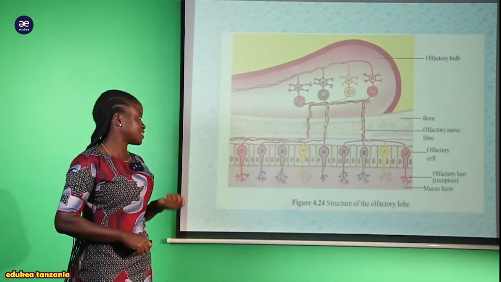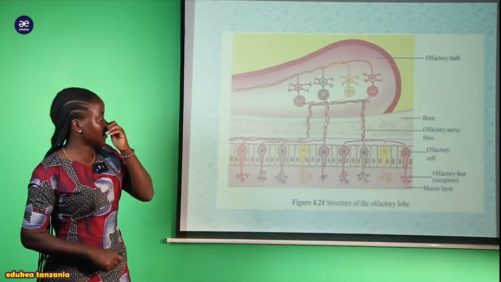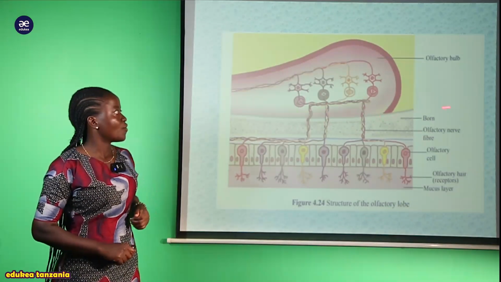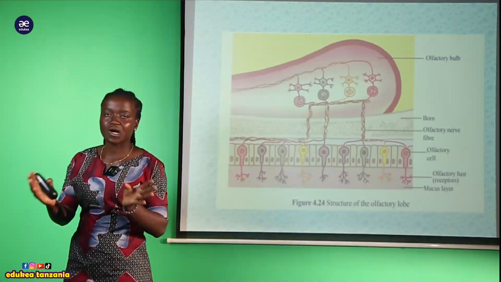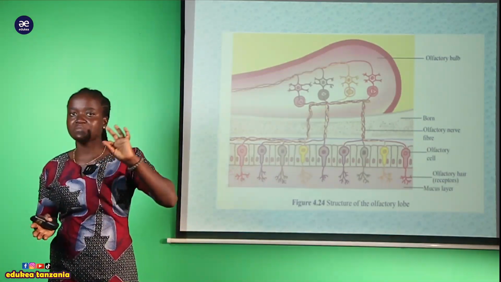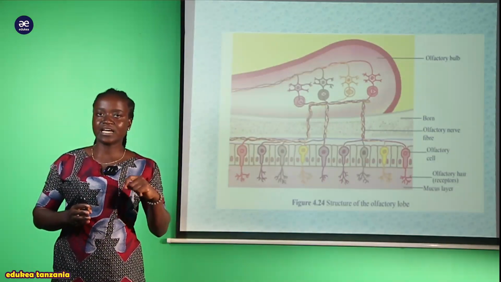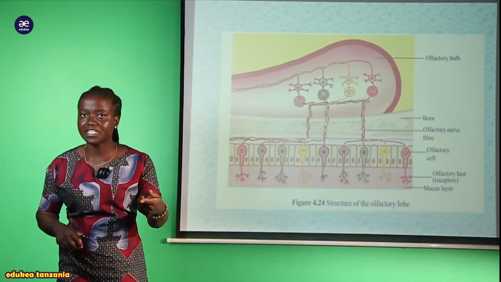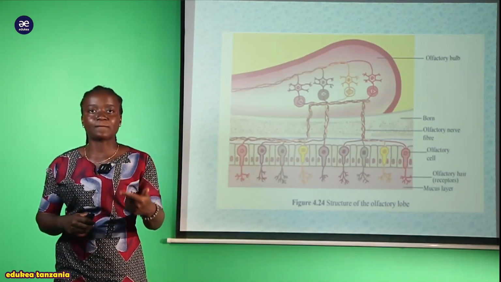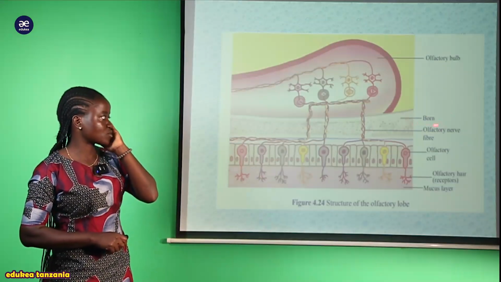So now this one is the structure of the olfactory lobe. As you can see here, within this olfactory lobe now we have this olfactory bulb. This olfactory bulb ndio tumesema kwamba ina kazi kwa ajili ya kutransfer the impulse or the information kutoka kwenye hile receptor kuenda moja kwa moja kwenye brain, so that it can be interpreted and to make an appropriate response.